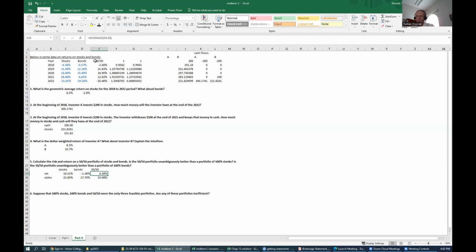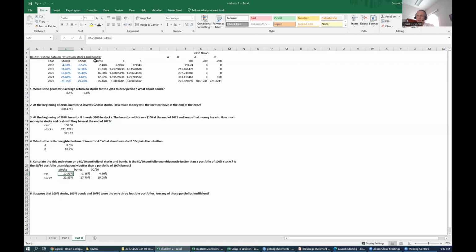So the 50-50 portfolio, well, it has a lower return than stocks, so it's definitely not unambiguously better. We have to have a higher return and lower or at least equal risk. The 50-50 portfolio is certainly better in terms of returns than the portfolio of bonds, but it has slightly higher risk, so it's not unambiguously better. If these are the three feasible portfolios that we have, are any of them inefficient?